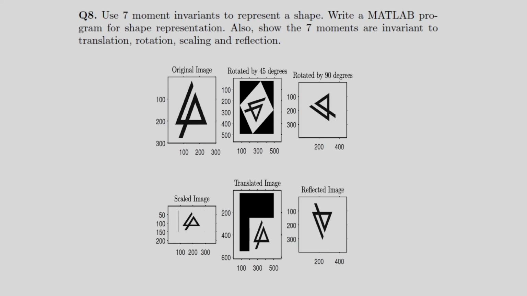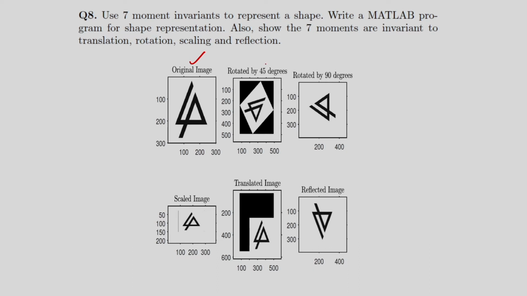Next, the problem is to use 7 invariants, that is the moment invariants, to represent a shape, and for this write a MATLAB program for shape representation. Also show the 7 moments are invariant to translation, rotation, scaling and reflection. So corresponding to this original image you can determine 7 moment invariants to represent a particular shape. After this we have to prove that the 7 moments are invariant to translation, rotation, scaling and reflection.